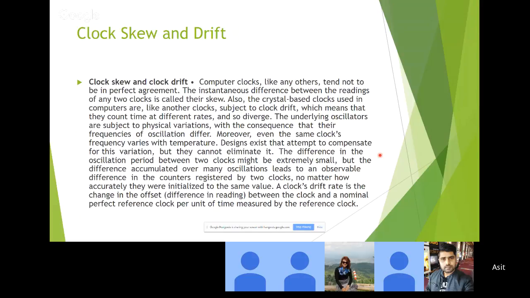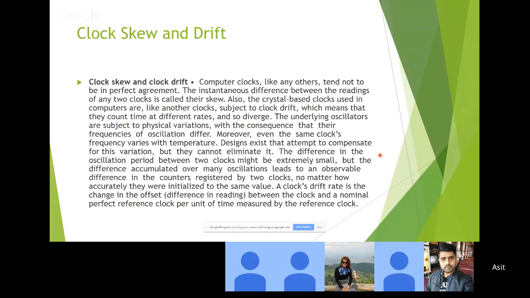Computer clocks, like any others, tend not to be in perfect agreement. The instantaneous difference between the readings of any two clocks is called their skew. Also, the crystal-based clocks used in computers are subject to clock drift, which means that they count time at different rates and so diverge. The underlying oscillators are subject to physical variations, with the consequence that their frequencies of oscillation differ. Even the same clock's frequency varies with temperature.